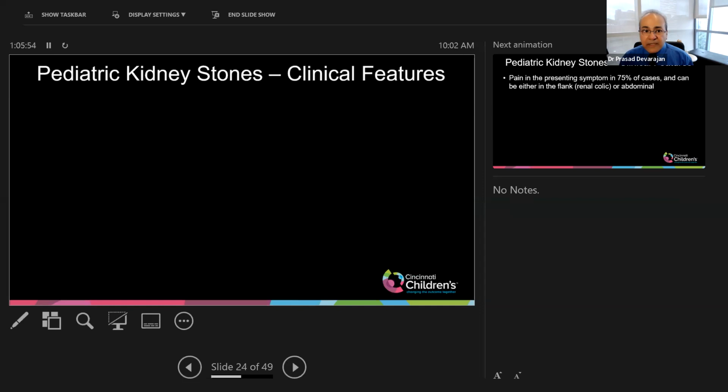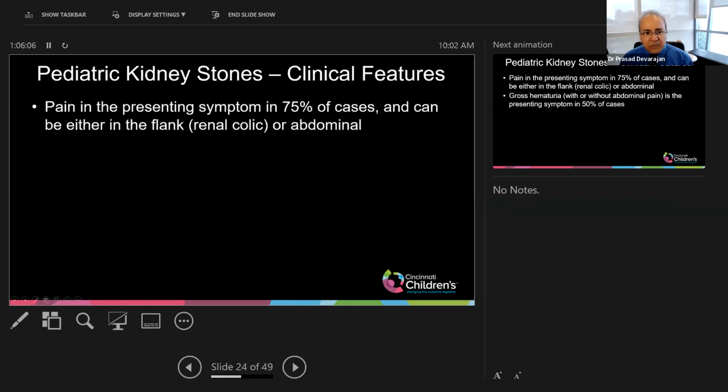Let's now look at the clinical features, and there are some important differences between adults and kids that I'd like to illustrate. Yes, classically we talk about pain and flank pain or renal colic, but more than 50% of children with kidney stones actually present with abdominal pain, and not so much with back pain or flank pain. They present with abdominal pain, and there is an incidental ultrasound or X-ray done for that, looking for constipation or something else, and we find kidney stones. So abdominal pain is an important clinical feature for pediatric kidney stones.